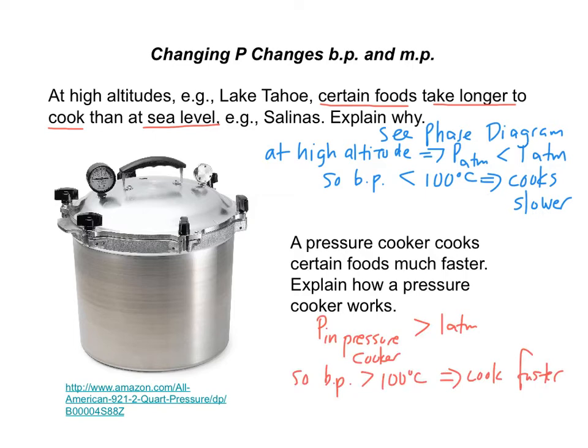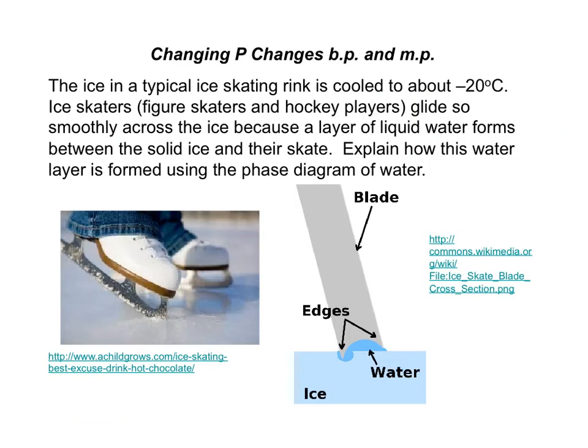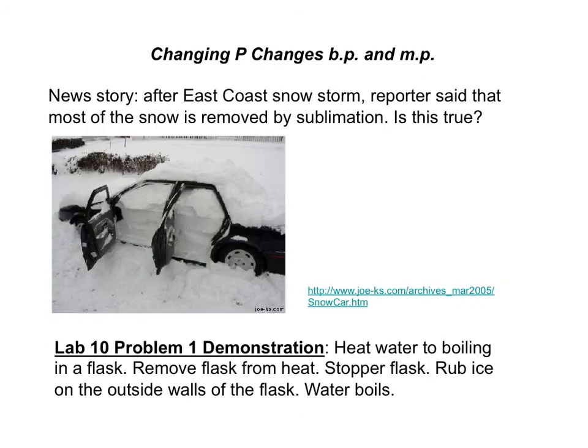And the answer is, ice skaters, whether they're tiny figure skaters or large hockey players, glide very smoothly across the very cold ice because a layer of liquid water forms between the ice and their skate. Stop the video and use the phase diagram of water to explain how this water layer forms. And the answer is, the pressure the skate exerts on the ice is very high and lowers the melting point of ice. The ice melts and forms a layer of water between the ice and the skate.